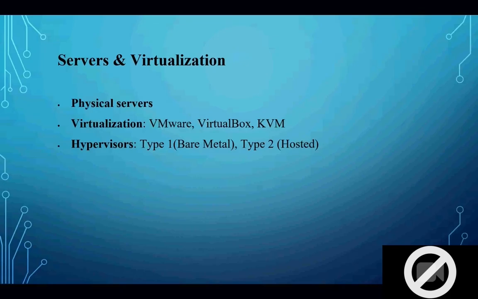Then we have type 2. Type 2 is hosted, like VirtualBox and VMware Workstation. So this is basically an application. It's not installed on your hardware. It's using your resources, but it's not physically installed on your hardware. You are accessing those through applications, and those are like cloud computing. Again, they're stored somewhere in some data center on some server and hosted by a cloud service provider.